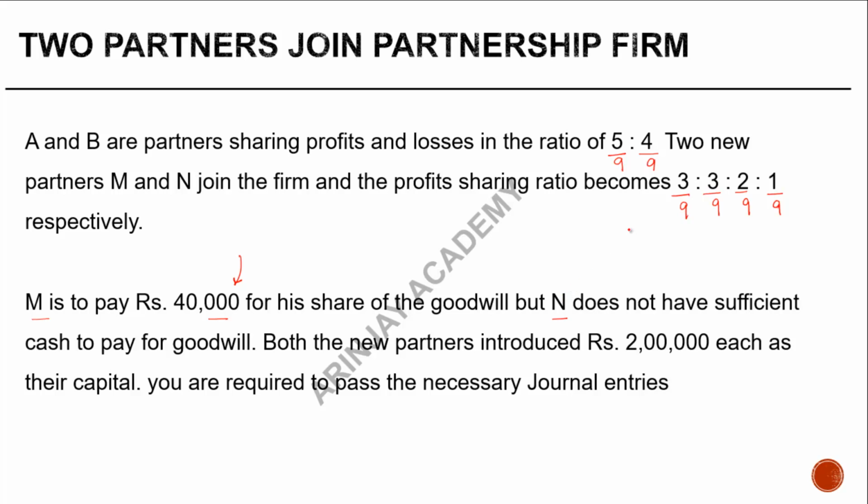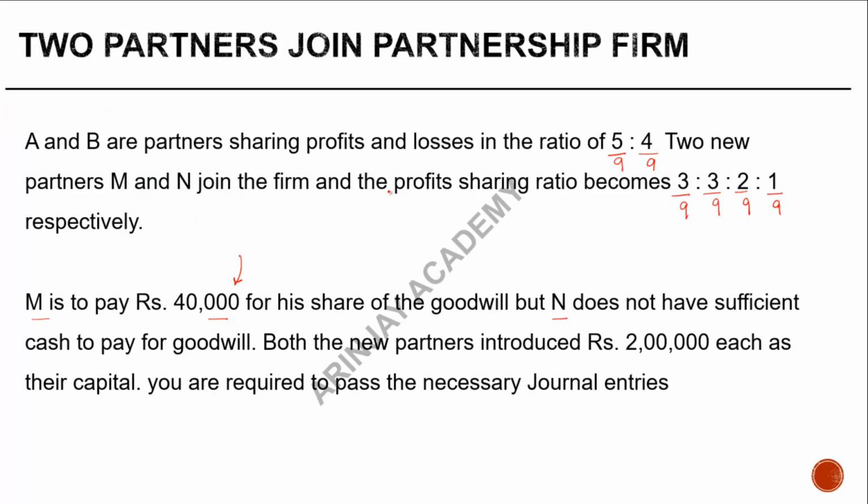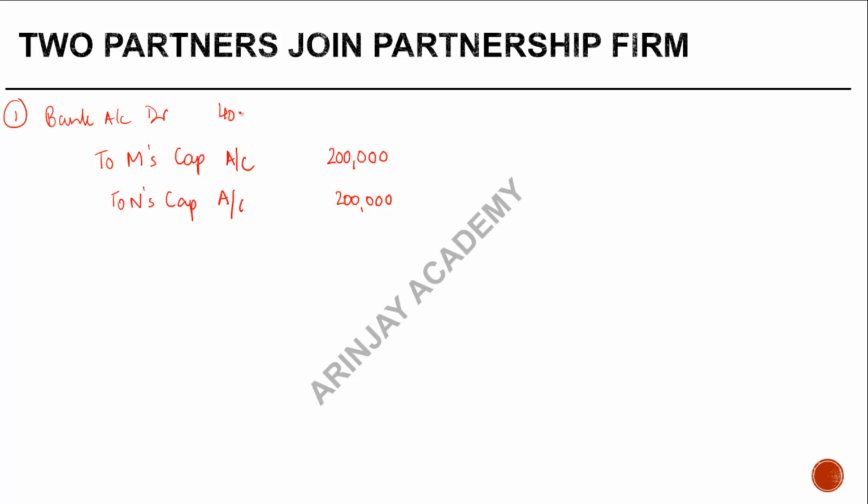So first thing let us do is let's create a broad outline as to what are the entries which will be passed, right? So first is for capital account. I'm going to pass the entries this time separately for capital account. So bank account debit to M's capital account to N's capital account. How much? Both of them brought 2 lakh each, right? So the total money that has come in is 4 lakh, right?